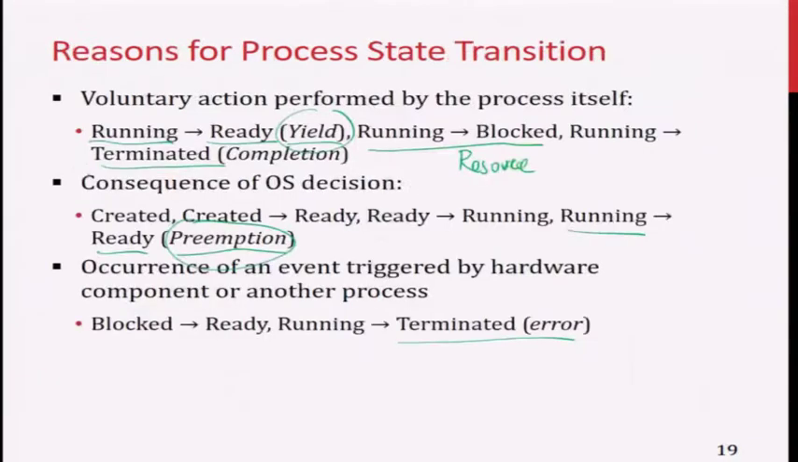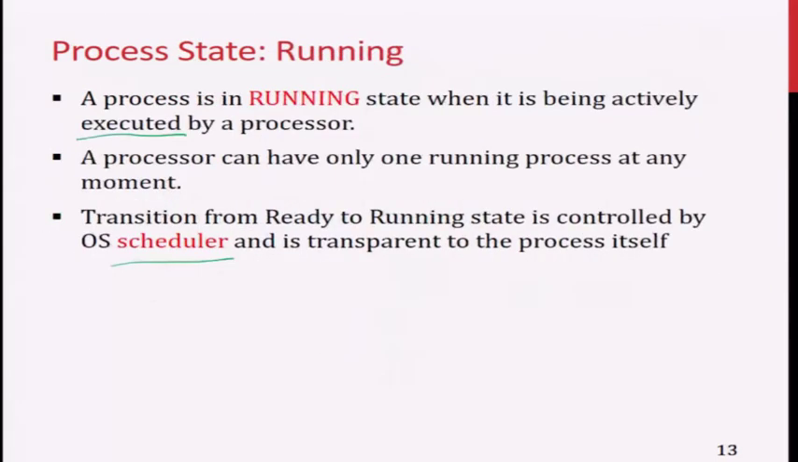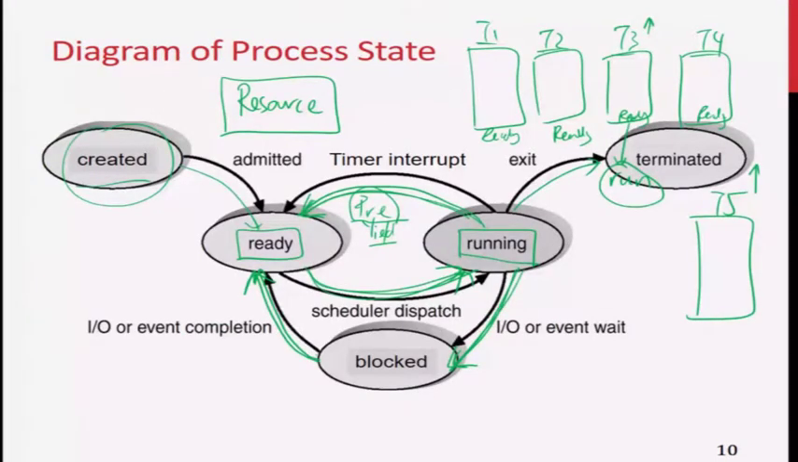Because there is no way to go from blocked to running. There's no such way. Your task can never go from blocked to running. Your task can only go from blocked to ready. Ready to running is always decided by your scheduler. You cannot decide when to run. Your scheduler must decide who should run.